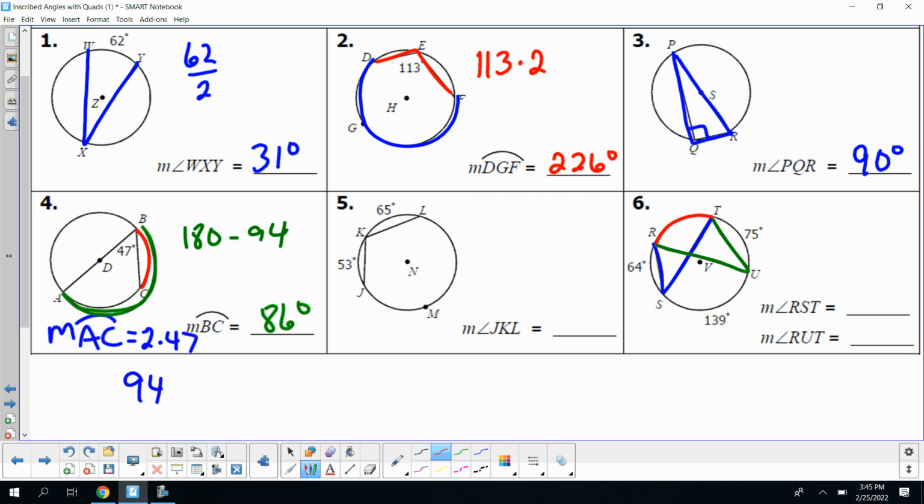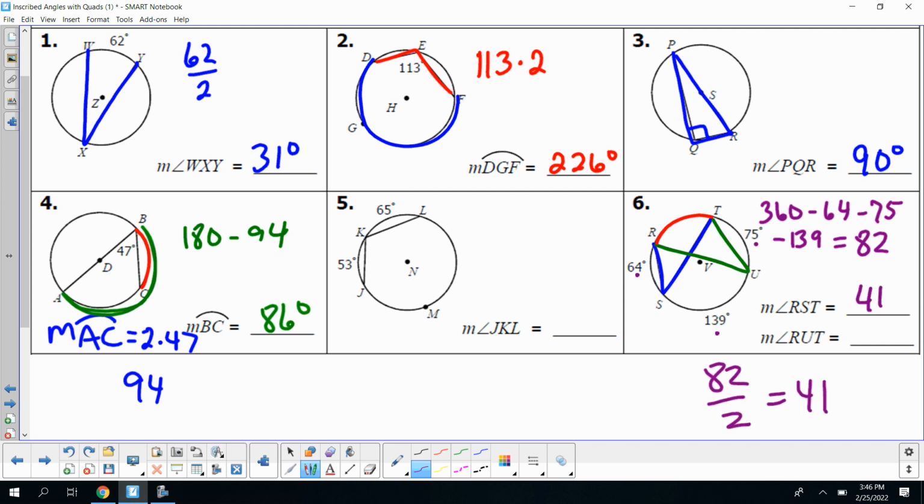They didn't give us that value, but I know that the complete circle all the way around is going to be 360. And they did give us the measurements of the other arcs. So if I take 360 and I subtract 64 and 75 and 139, that's going to get me 82. And our measurement of our angles, of course, are half that. So 82 divided by 2 is going to be 41. And since they share that arc, they will both be 41 degrees.